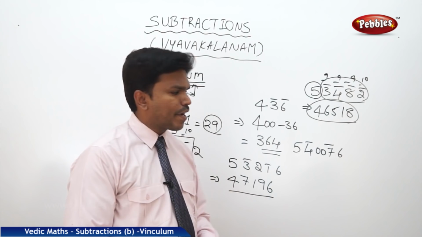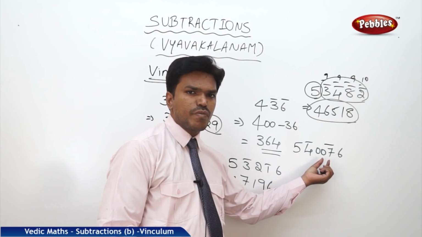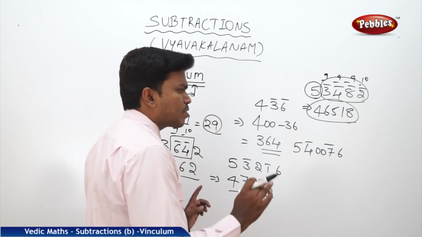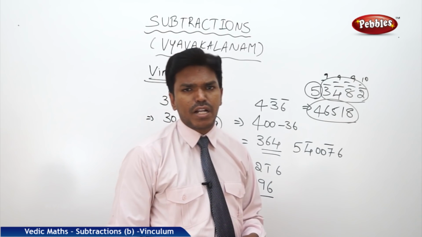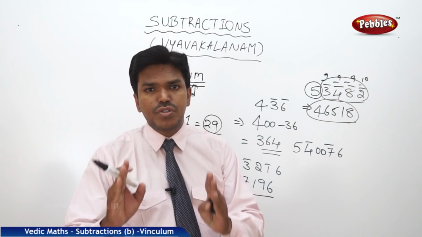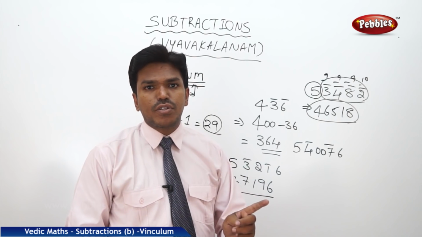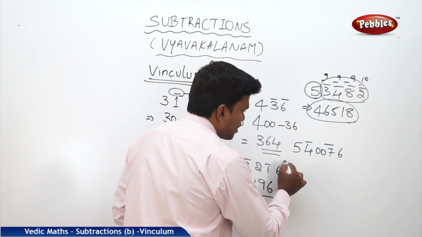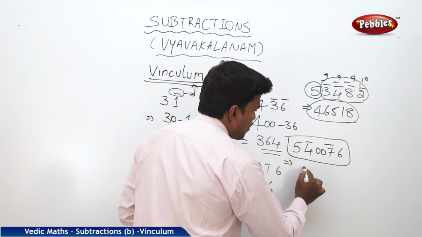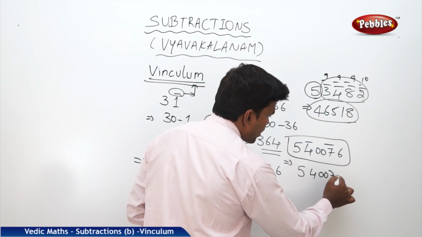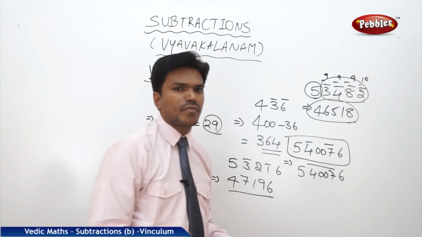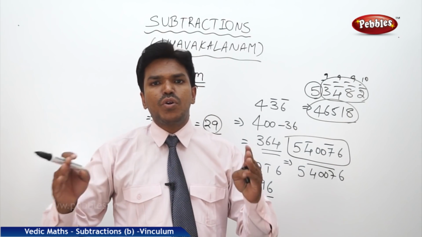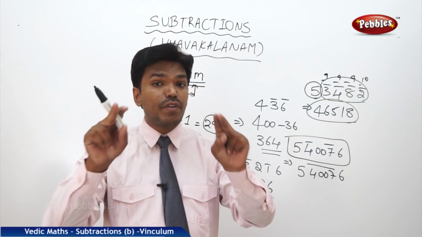If you observe, there are 2 zeros which are in between two non-zero digits. Whenever zeros are coming, whether 1 zero or 2 zeros, it doesn't matter, whenever zeros are coming in between two non-zero digits, the complement will apply to those zeros also, that is the Vinculum will apply. That means this number is the same as 54007 with a bar on 6. So the Vinculum is applied for these two zeros also. Why? Because they are in between two non-zero digits which have the Vinculum.